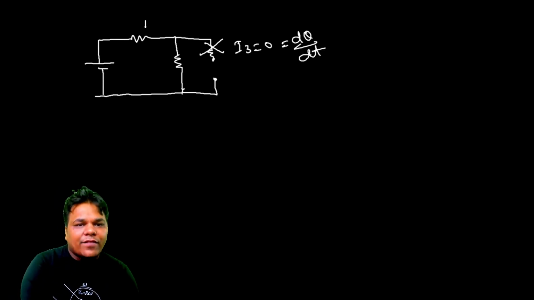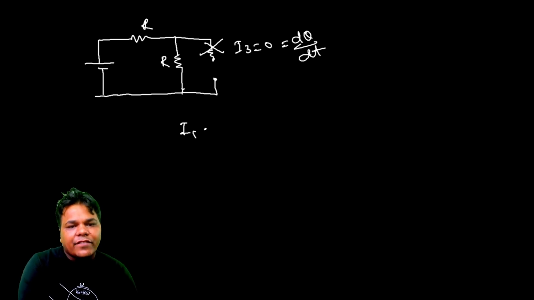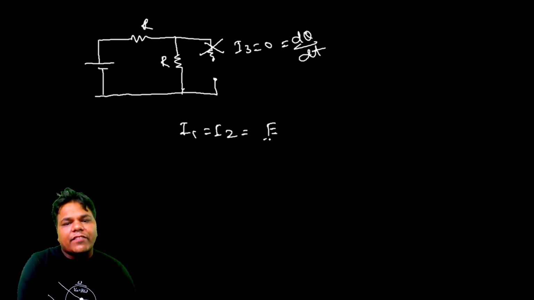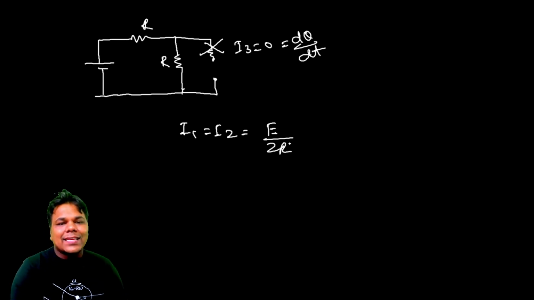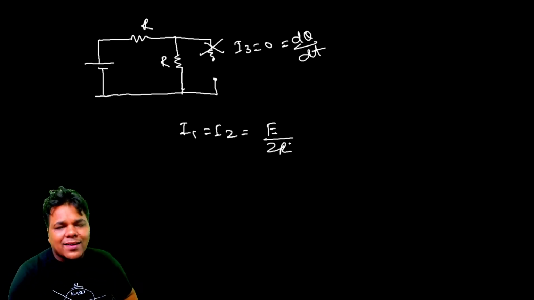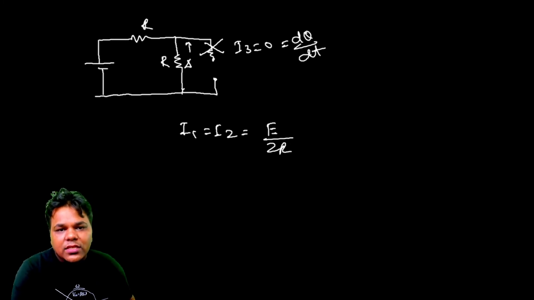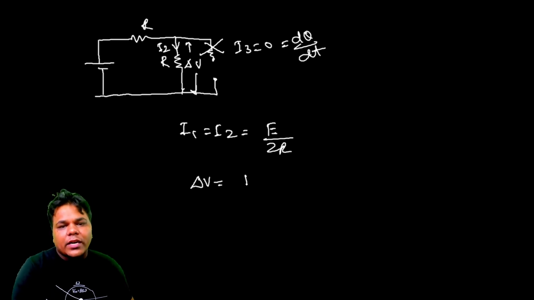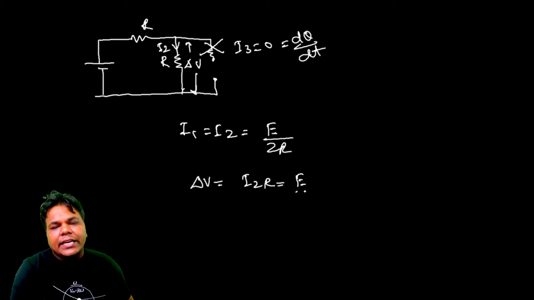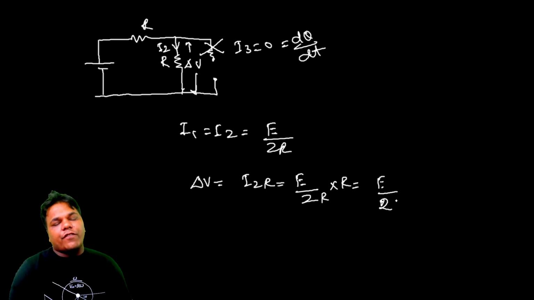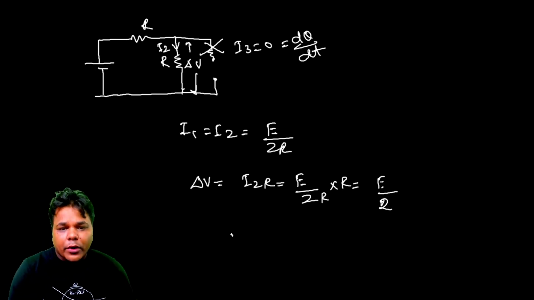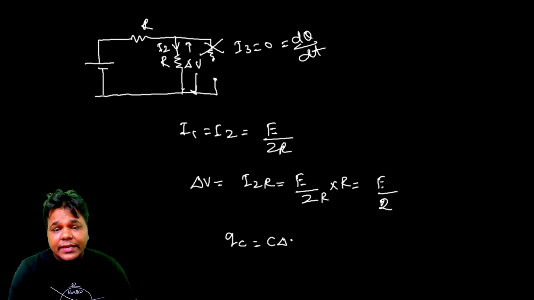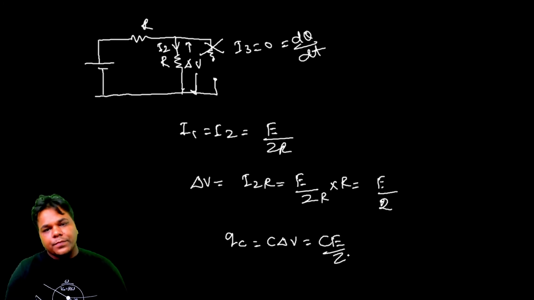First thing. Now we have only two resistances in series. So the current I1 is equal to I2 is equal to E divided by 2R. Those two are connected in series. And finally, the charge on the capacitor. That's a tricky one. As you can see across this branch, delta V, the current flowing is I2. So delta V is equal to I2R. That means E divided by 2R multiplied by R, that means E by 2. So finally, charge on the capacitor is C delta V, which is CE by 2. That's my point, guys.